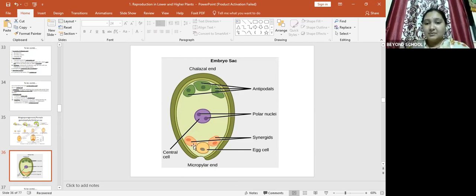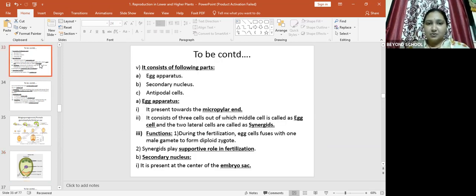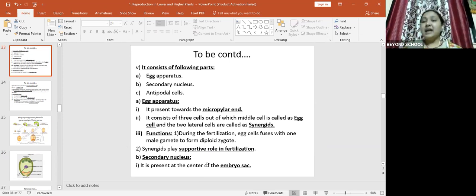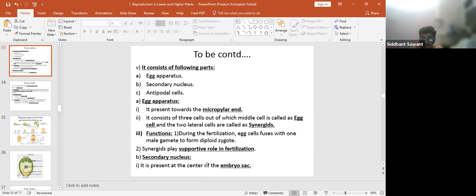So in the embryo sac, present downwards are the three cells, where the one egg cell has fused with one male gamete. दो बाकी के synergids वो supporting medium में रहेंगे और उसे nourishment provide करेंगे fertilization के दौरान. All right. Now let us move further. The secondary nucleus. Secondary nucleus is present at the center of the embryo sac, जिसे हम कहते हैं polar nuclei. Okay, so this polar nuclei, it is nothing but what? It is a secondary nucleus. Done with the writing, Siddhant? No, ma'am. Okay, write it down here.